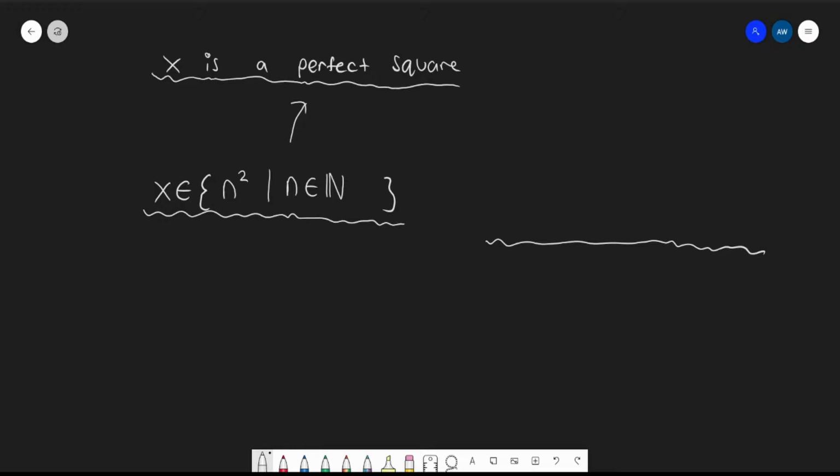Well, consider the existence of a number n such that that number is part of the natural numbers and that it satisfies the following proposition, which I am going to cover in brackets. And this proposition is n squared should equal x. Well, how does this relate to x being a perfect square? Well, if x is a perfect square, then x is equal to n squared. That's just the definition of a perfect square.